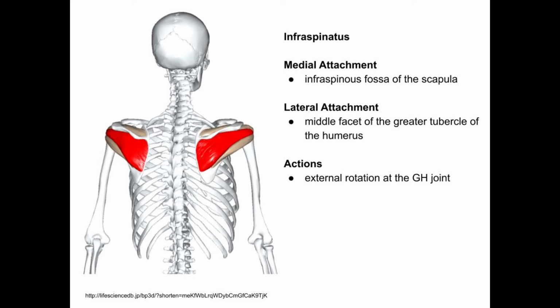So it wraps around the humerus laterally, similar to teres minor. So when it contracts, it rotates that anterior surface of the humerus away from the midline of the body, which is external or lateral rotation of the GH.